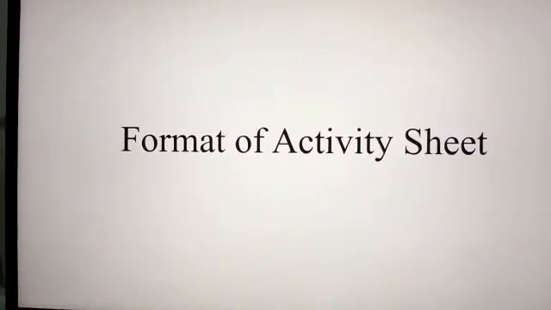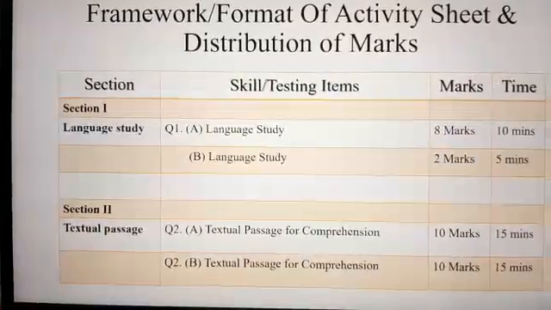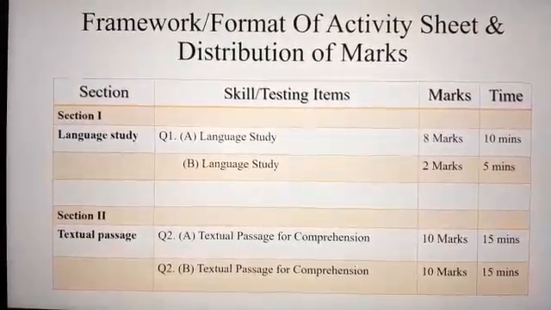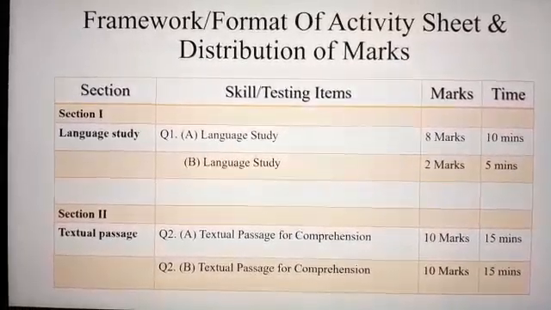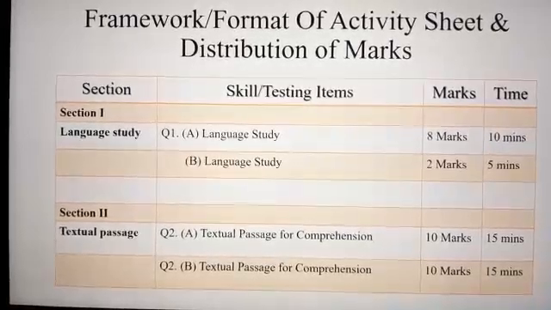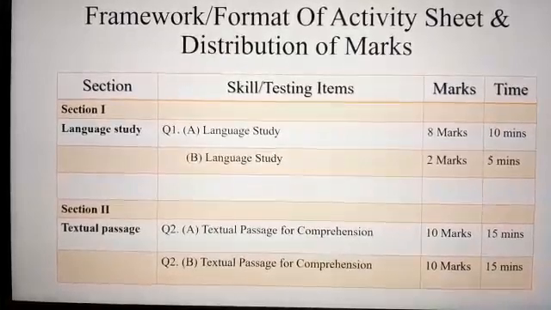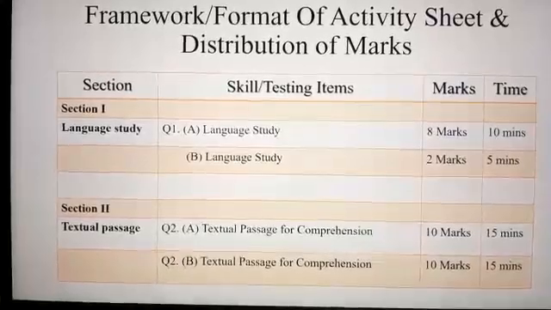Let us move on to the format of the activity sheet that carries 80 marks. Framework or format of the activity sheet and distribution of marks follows. Section 1 deals with language study. Under language study, A and B, you have 8 marks and 2 marks. Over here grammar questions will be asked, and section 2 is the textual passage, which will come from your textbook.